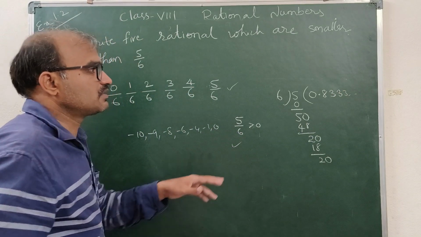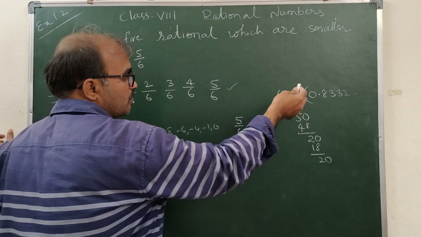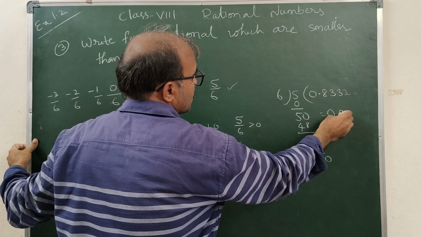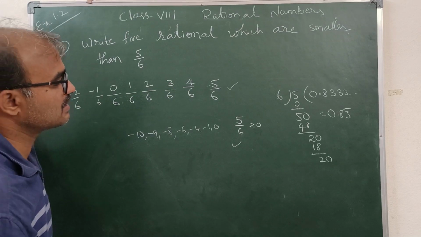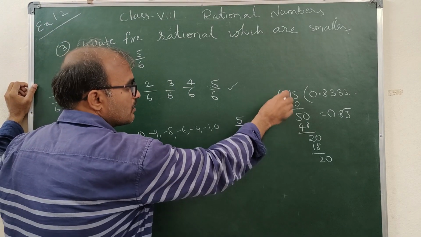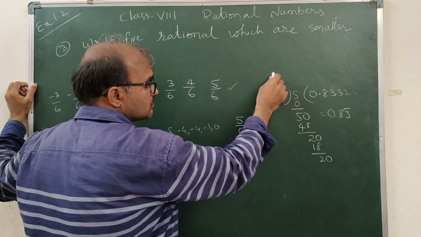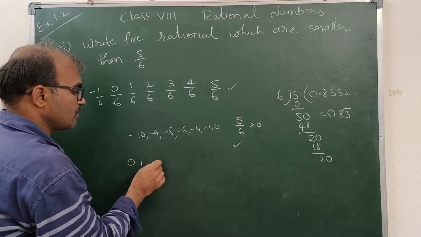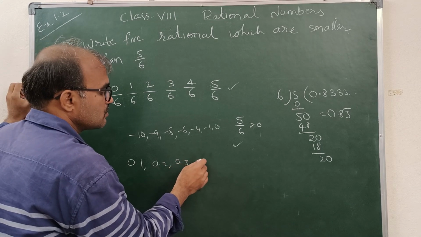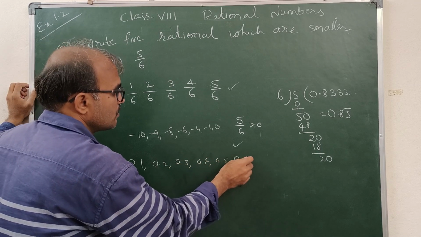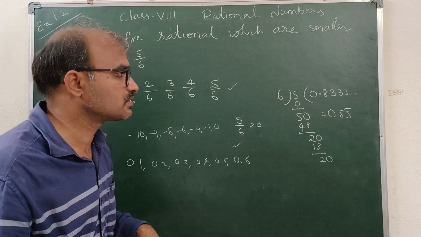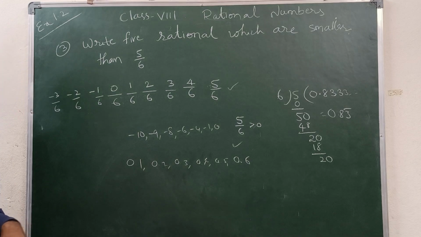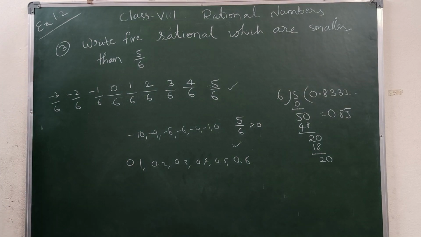So the numbers which are smaller than 0.83 bar, it is equal to 0.83 bar. So the rational numbers which are smaller than 5 by 6, you can write from this. So 0.1, 0.2, 0.3, 0.4, 0.5, 0.6. So these are all rational numbers which are smaller than 5 by 6, right? That is what: write 5 rational numbers smaller than 5 by 6.